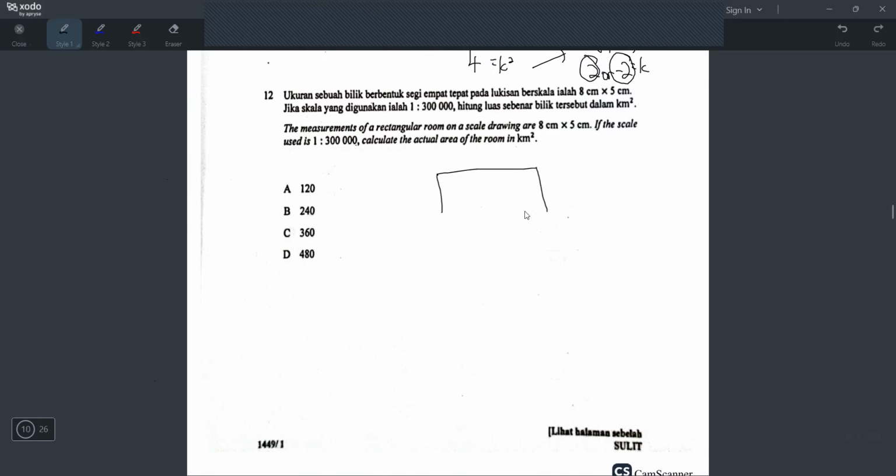To make it easy to imagine, I'll just draw it out. A rectangular room, scale drawing. The measurements on a scale drawing, so this is a drawing. Drawing means image, right? So this is 8 cm, this is 5 cm. And then they say if the scale factor used is 1:300,000, calculate the actual area. Actual here means object. Remember, whenever you see drawing, it is not the real one. The actual one is the object. So they want to calculate the object in kilometer square, and the scale used is 1:300,000.